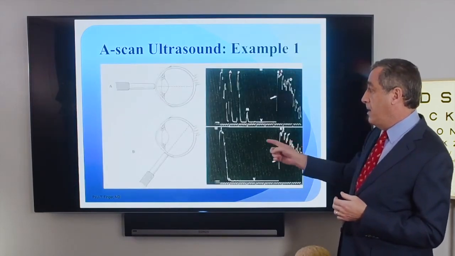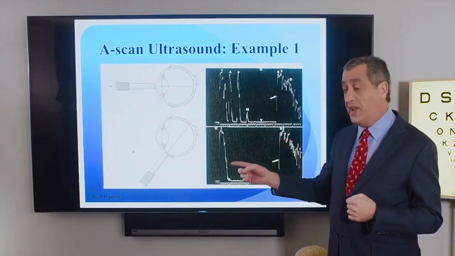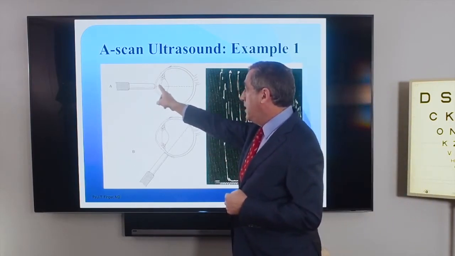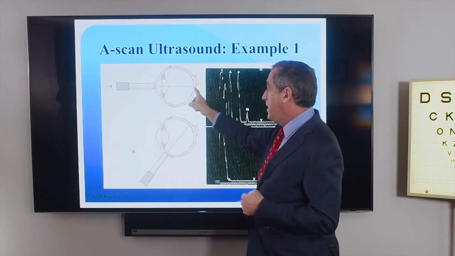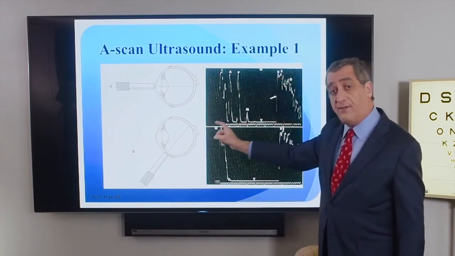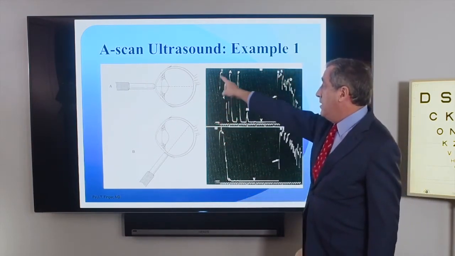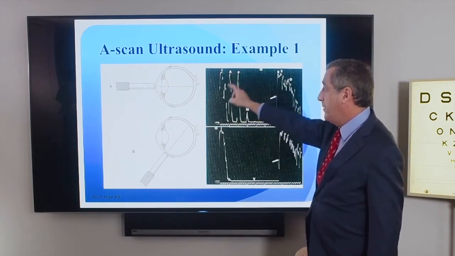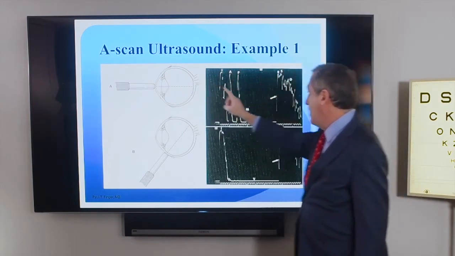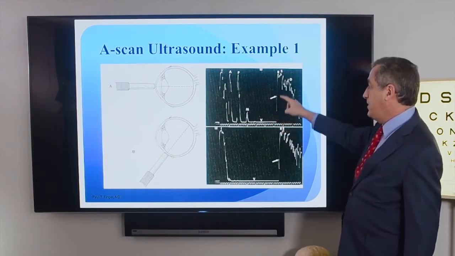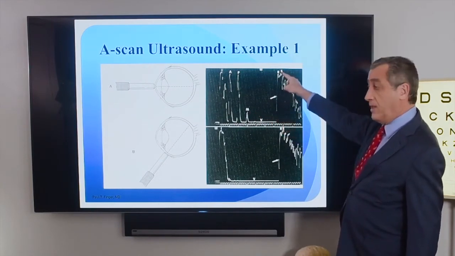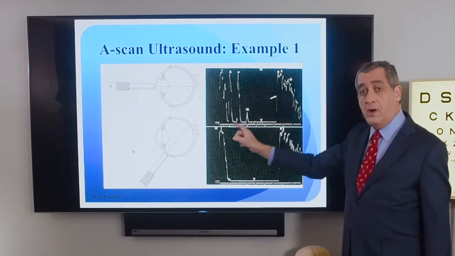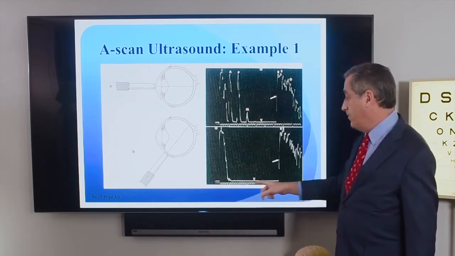Here's an example of the most common use of A-scan. Here's an A-scan probe placed on the cornea. Here's the lens. Here's the back of the eye. Ultrasonographically with A-scan, we see the cornea. We see the anterior lens capsule, posterior lens capsule, anterior, posterior, and then all the way back through the clear vitreous to hit the retina and sclera. These distances can be measured for intraocular lens measurements.